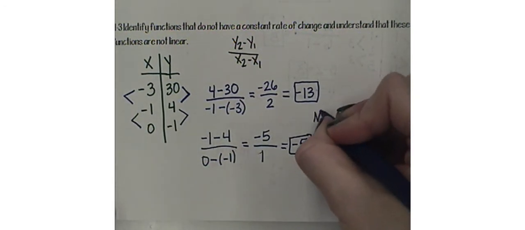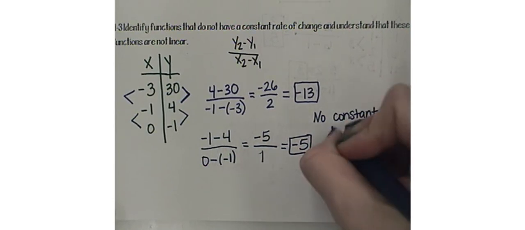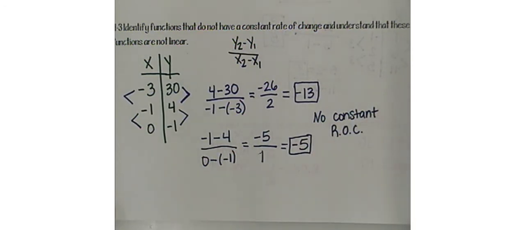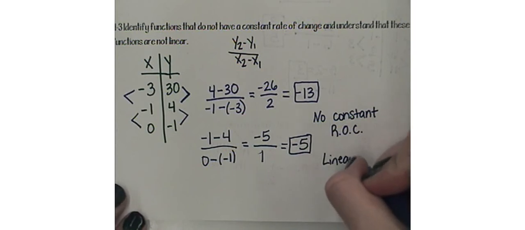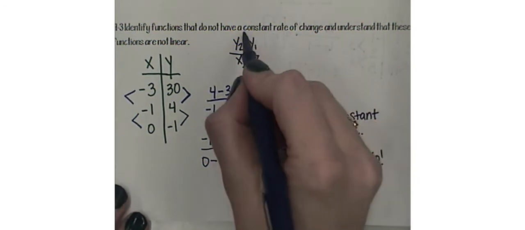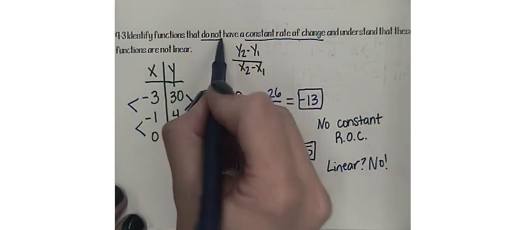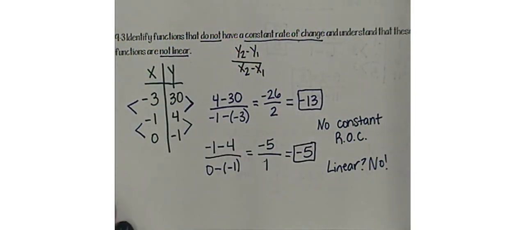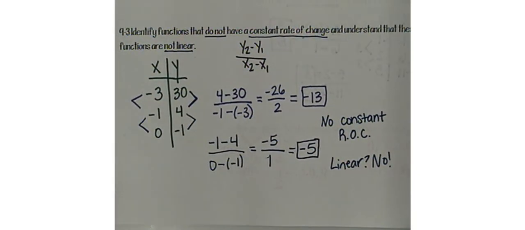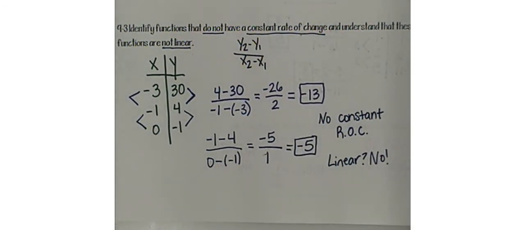So these do not have a constant rate of change, or they have different slopes. Would this be linear? Would this form a straight line? No, because they have different slopes. It's not a constant rate of change. So because they do not have a constant rate of change, they are not linear. They do not form a straight line. I'm going down 13 over 1, and then I'm going down 5 over 1. It does not make sense here.